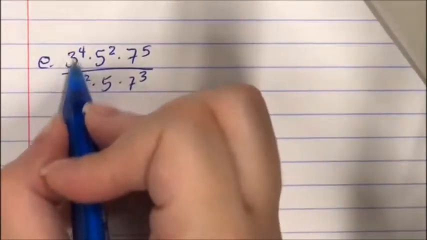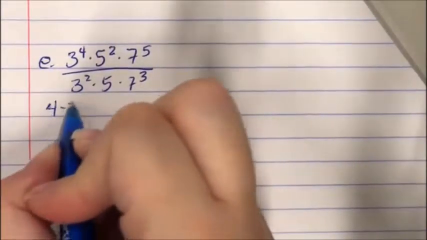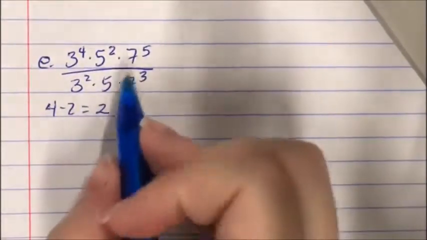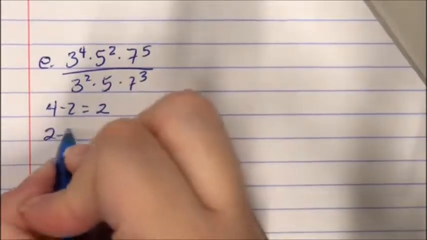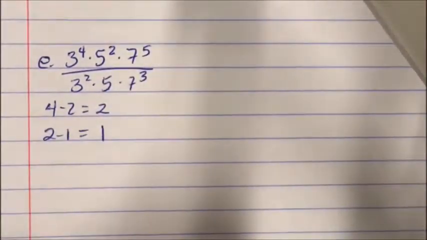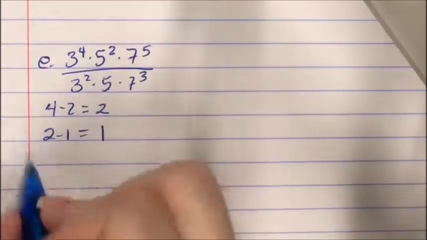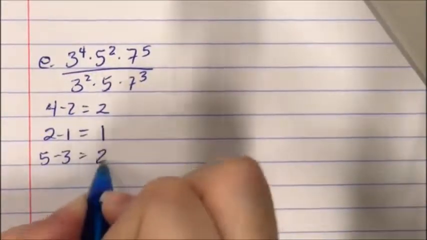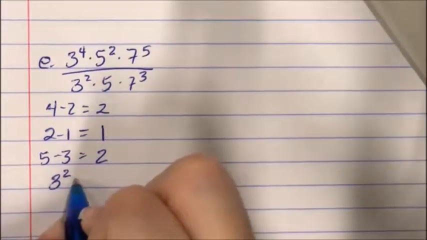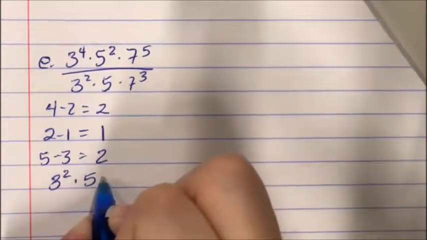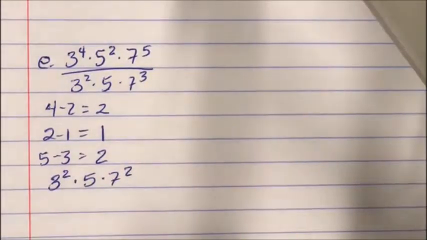I can notice that these are the same base, so 4 minus 2 is 2. These are the same base, so 2 minus 1 is 1. The 7s have the same base, 5 minus 3 gives me 2. So I'm left with 3 squared times 5 times 7 squared.